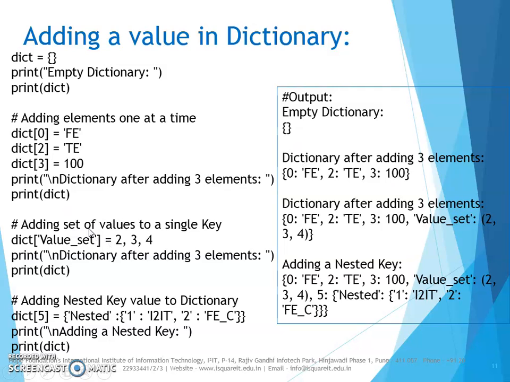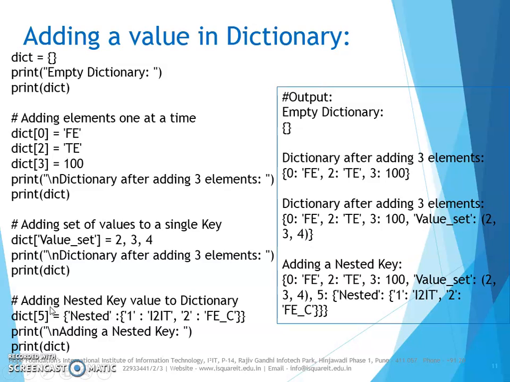Now we want to set or add a new value, a single value at a time. For example, the name of the key is value underscore set, and the value that we want to assign is written here as 2, 3, 4. So this is again multiple values we are assigning. If we try to print, the value set will be added at the end. This was the dictionary 0 FE, 2 TE and 3 100 previously, and we are now adding one more element. As one more element is added, it will display value set 2, 3 and 4.